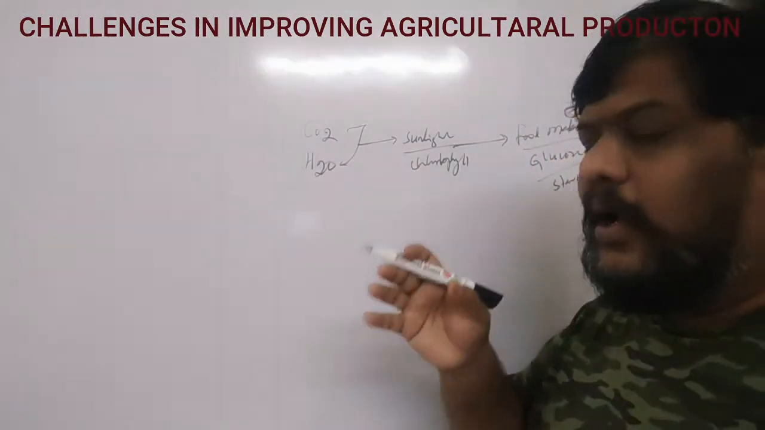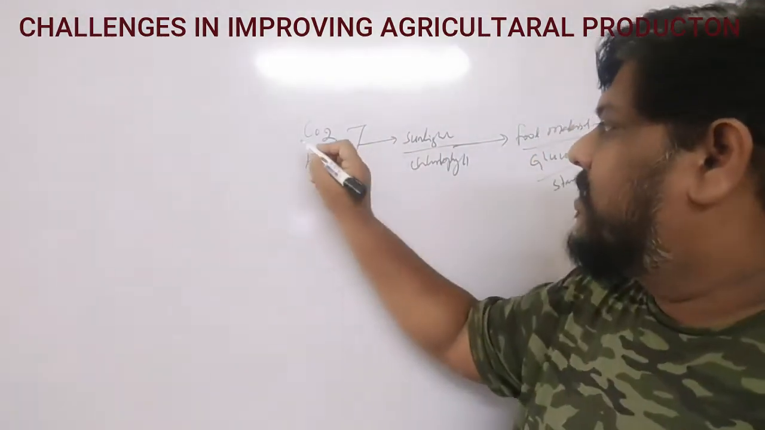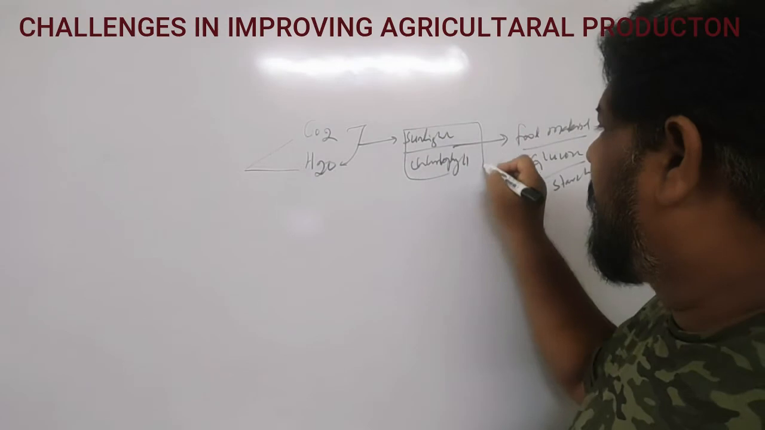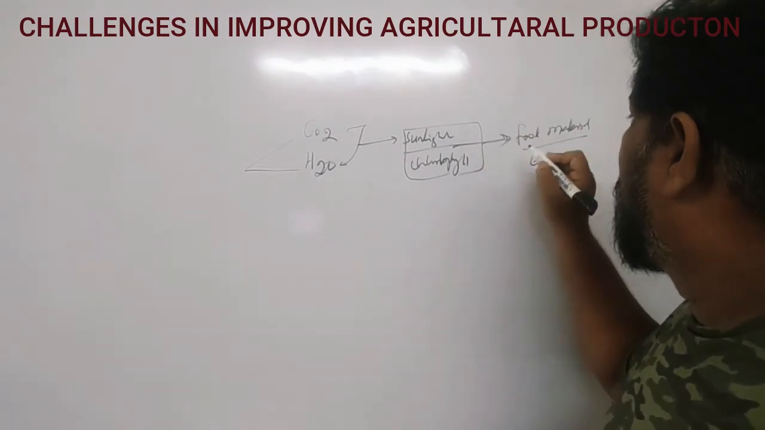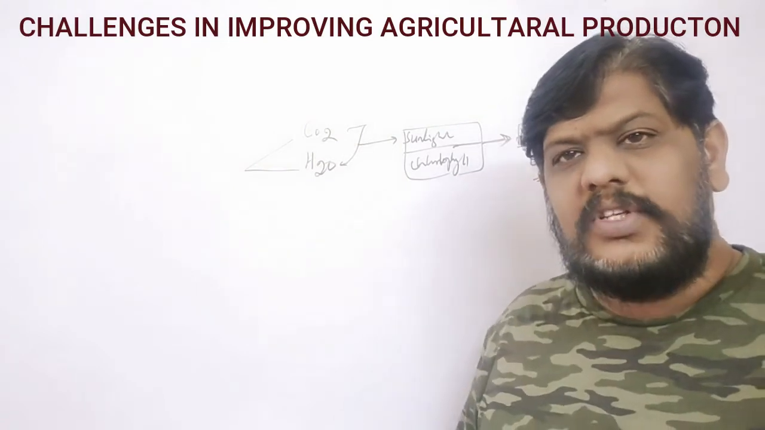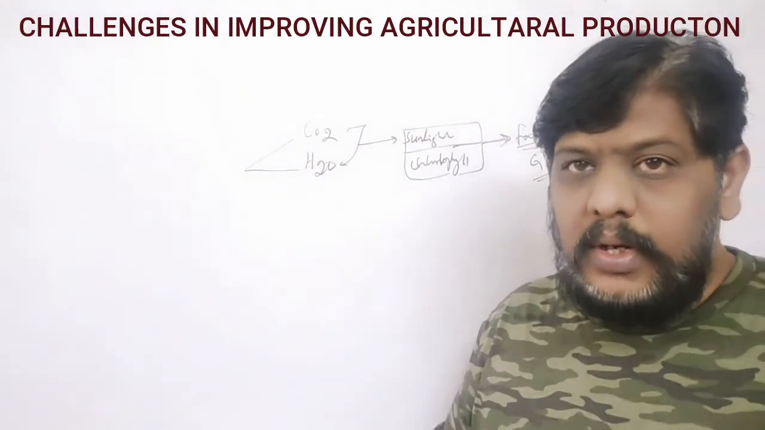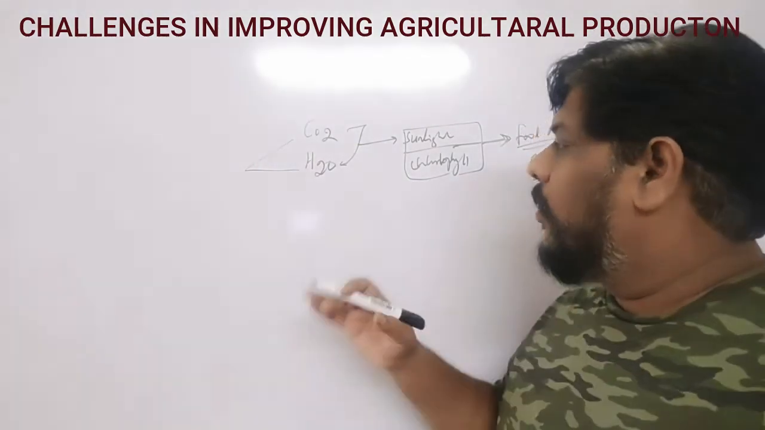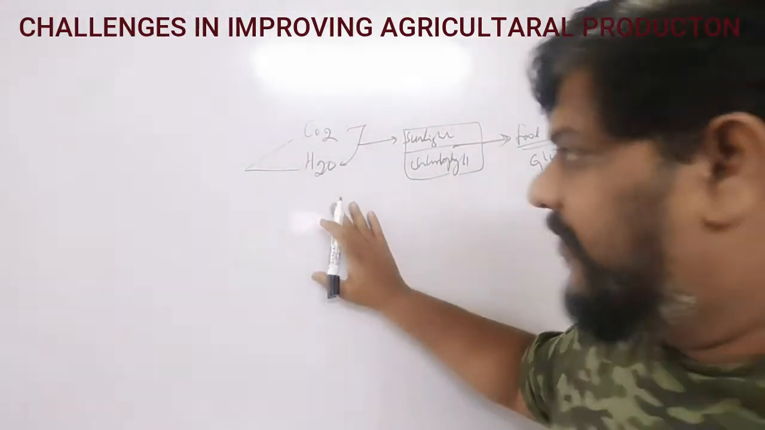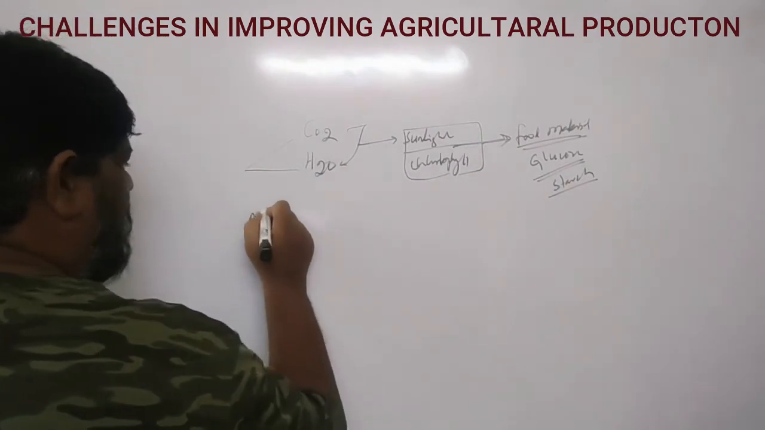That means we are only in a mindset that plants are taking the carbon dioxide and water, and in the presence of sunlight and chlorophyll, they are preparing the food material in the form of glucose and starch. Now, is it the only thing which they are actually doing? No, it is not the only thing which they are doing, right? Now, these plants also require a lot of nutrients. For example, if you take here nitrogen.